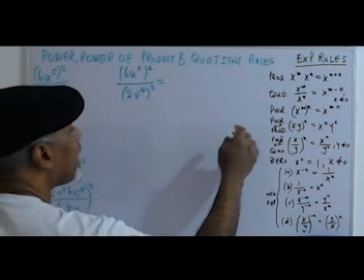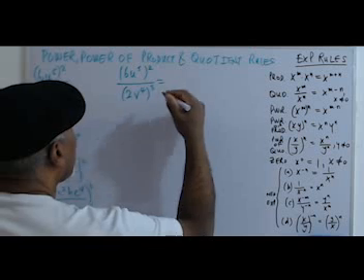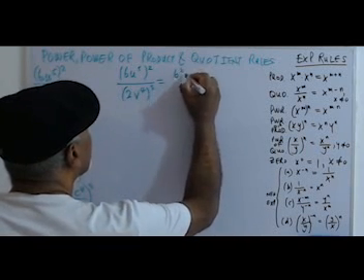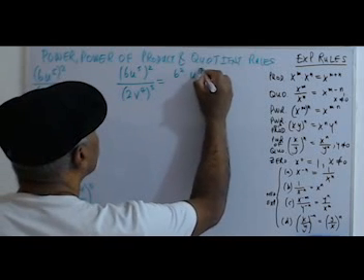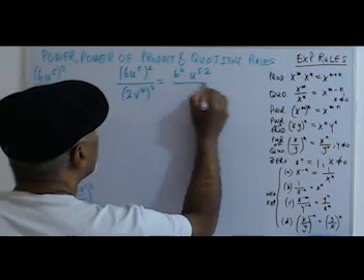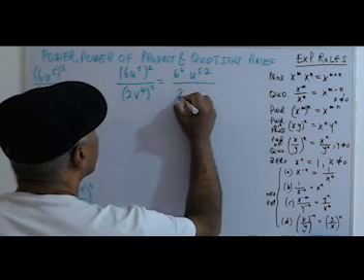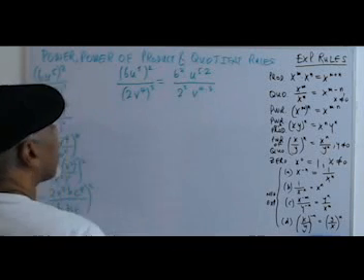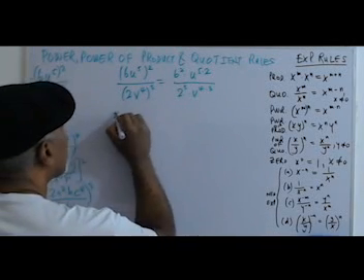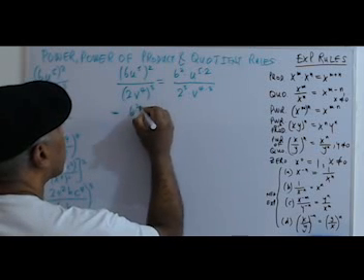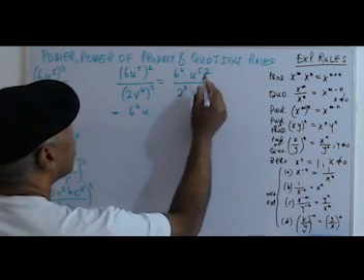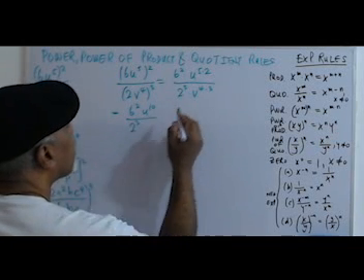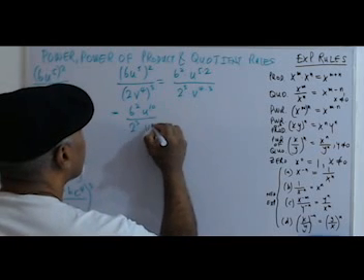So we're going to apply the power of a product rule and simplify the numerator and get 6 squared times u to the 5 times 2 in the numerator. And then in the denominator, we have 2 cubed times v to the 4 times 3, which simplifies to 6 squared times u to the 10th, since 5 times 2 is 10, over 2 cubed times v to the 12th.